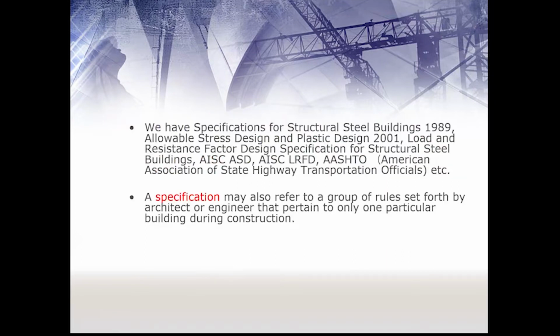We also have specifications for structural steel building. This one, 1989, the allowable stress design and plastic design. 2001, load and resistance factor design specification for structural steel building. ASC, ASD, AST, and all of these are just examples of building codes used in construction.